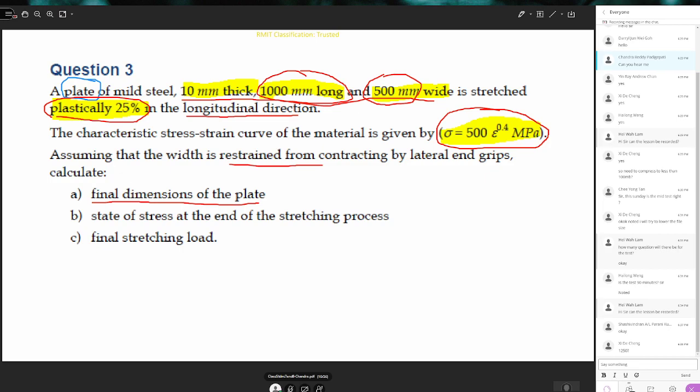So you are dealing with a plate. The initial length is given as 1000 mm. The plate is stretched in the longitudinal direction.